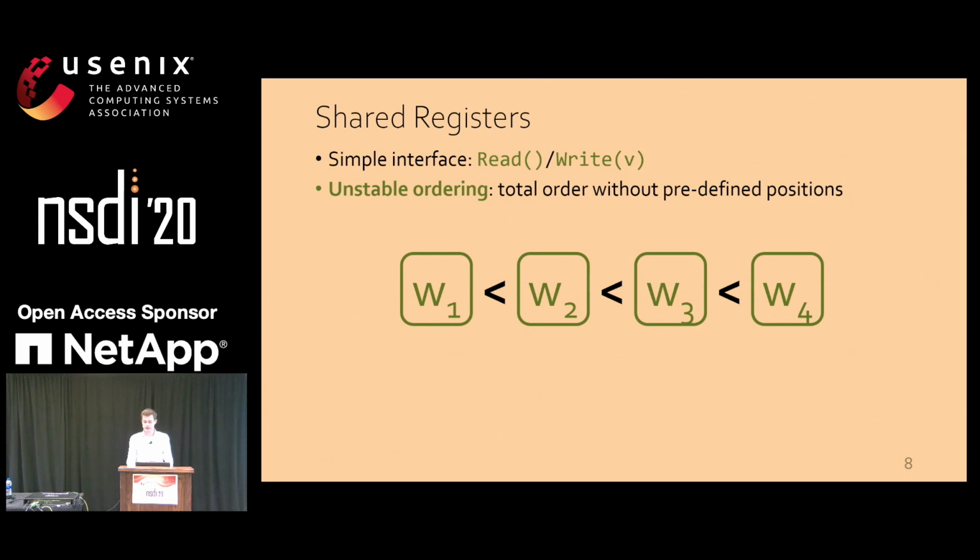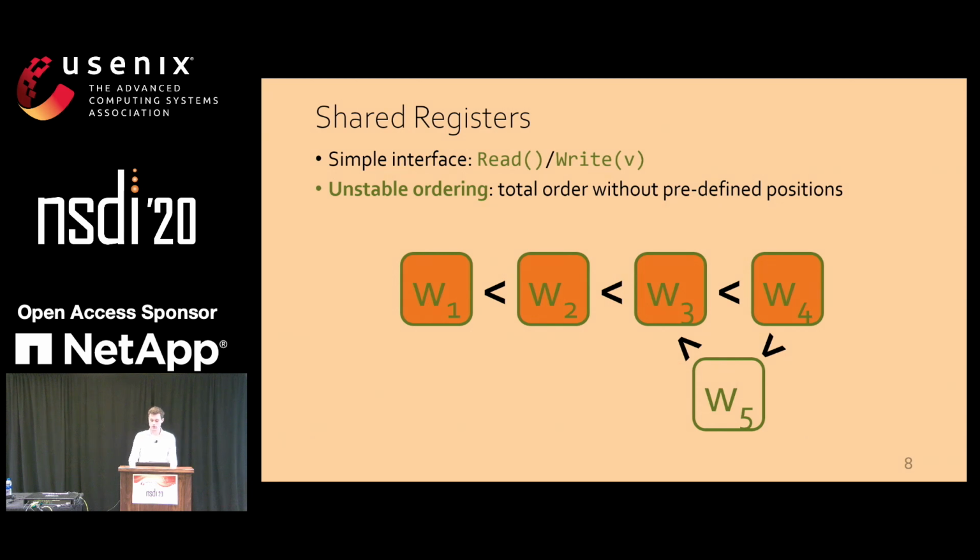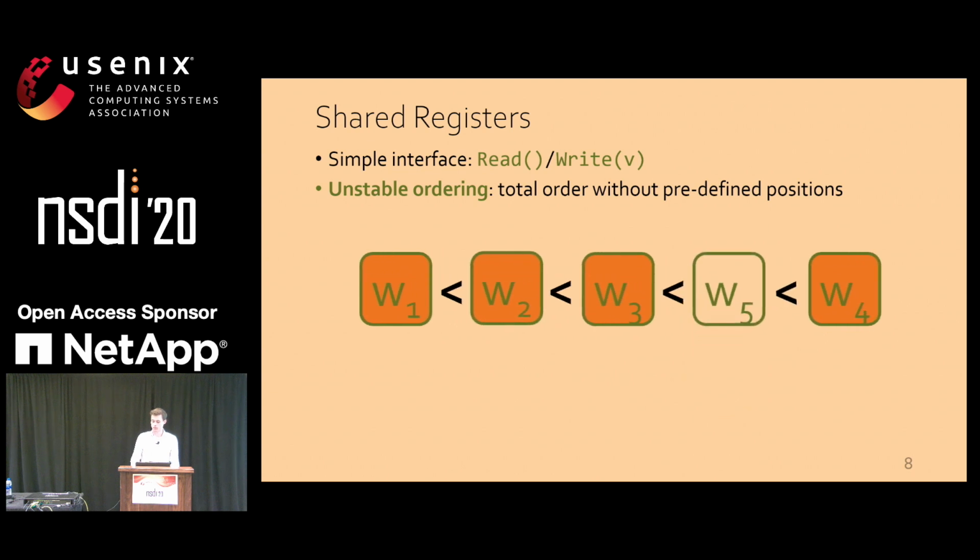To see this, consider the state of a register after 4 writes have been executed. It is whatever value was written by the most recent write, W4. A write W5 that is concurrent with W4 can be ordered between W3 and W4, even though W4 has already been executed. This is because the final state of the register, including W5, is the same as without it, namely the value written by W4.